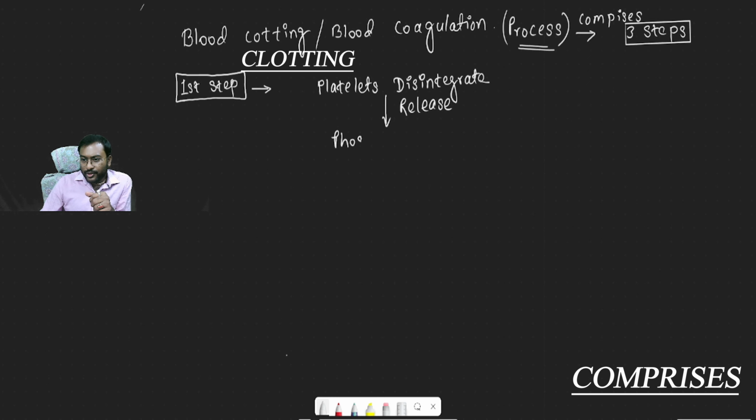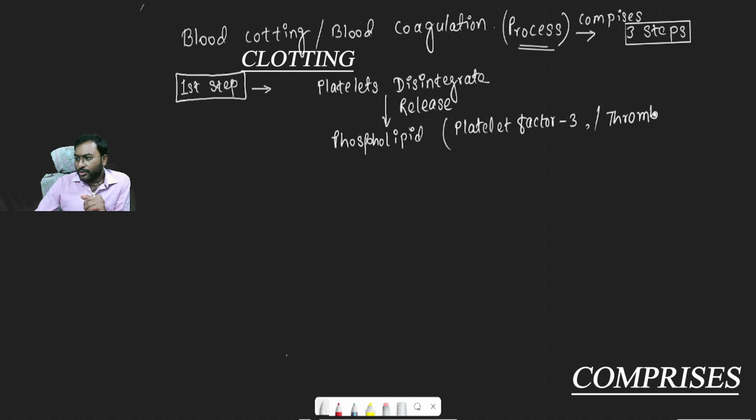From this, some kind of substance is released. This is known as the phospholipid, and this is called platelet factor 3, or we can say thromboplastin. So from the cutting end, or the wounding site, platelets disintegrate, and from this the phospholipid, or platelet factor 3, or thromboplastin, is released.